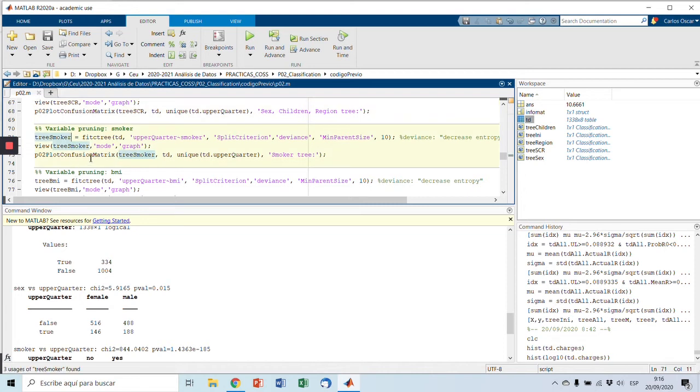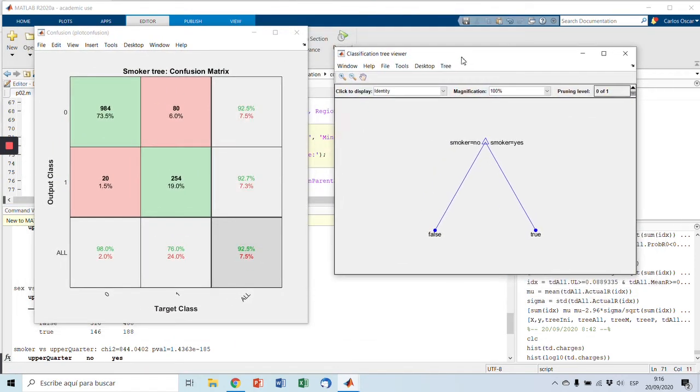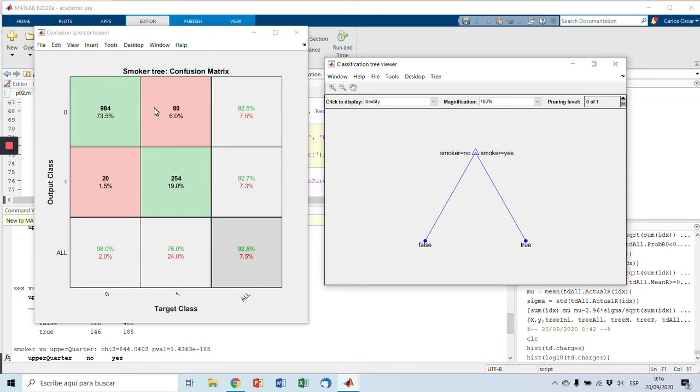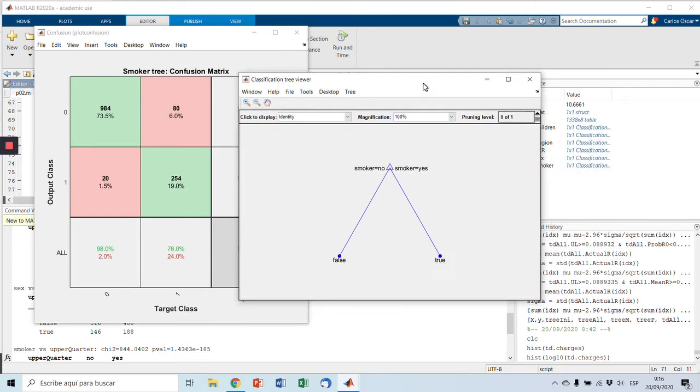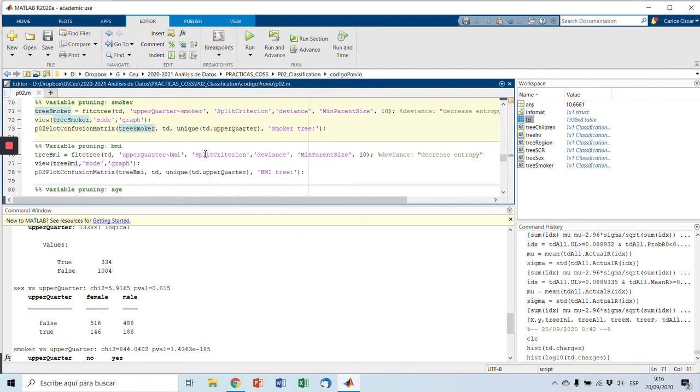Okay, so let's go now for another variable. Let's go now for smoker. For smoker, now we have already a very good tree. You may remind that our lower bound had something like 0.1 and 3 point something here. We have already 6 and 1.5, so relatively low values. Our accuracy of classification is 92%. So really good. And so the main message would be, if you smoke, you have a high probability of being assigned to the upper quarter part of the charge distribution.